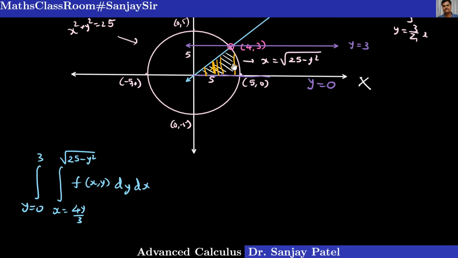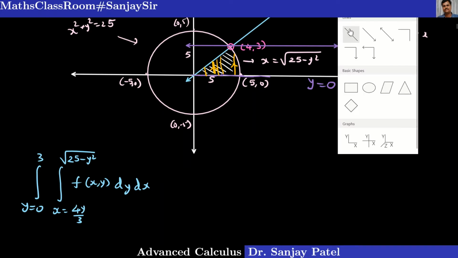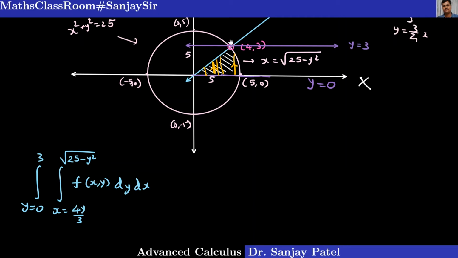So I must divide the whole region by taking a vertical line parallel to the y-axis, a vertical line passing through the point 4 comma 3. So I will divide the region from this point. Let me take this straight line, which is x equal to 4. So we divide this region into two sub-regions.